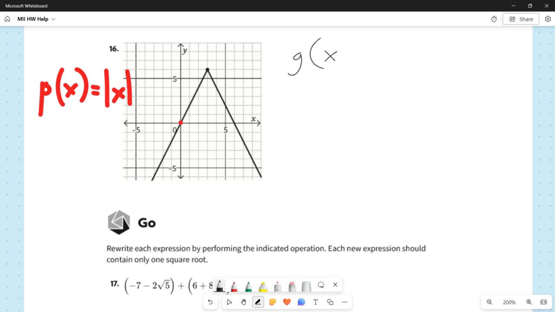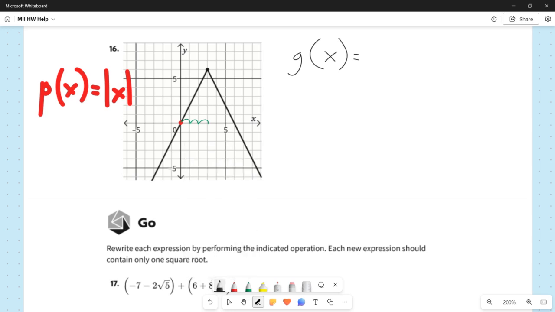So this function we're just going to call g of x. In order to get to the vertex for g of x from my old vertex for the parent function, the first thing we want to look at is, has there been a horizontal shift? Have we moved left or right? And the answer is clearly yes, we've moved to the right. Specifically, we've moved 1, 2, 3 units to the right. What that means is we're going to take our parent function and replace x with x minus 3. With a horizontal shift, when you go to the right, it's minus.